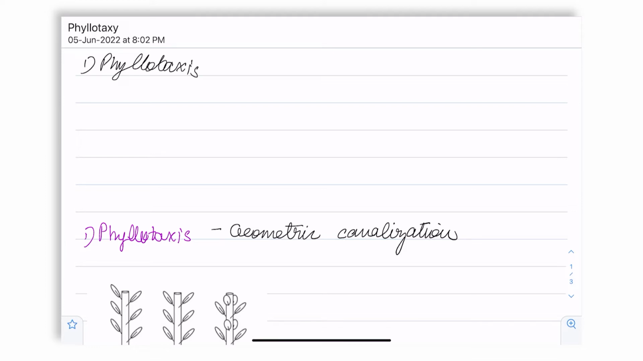But I'm not sure how many of you are aware that there is a reasonable amount of mathematics and theory that has gone into understanding it. And it combines a mystery that is really truly fascinating. We're going to cover the questions today in terms of phyllotaxis and geometric canalization.